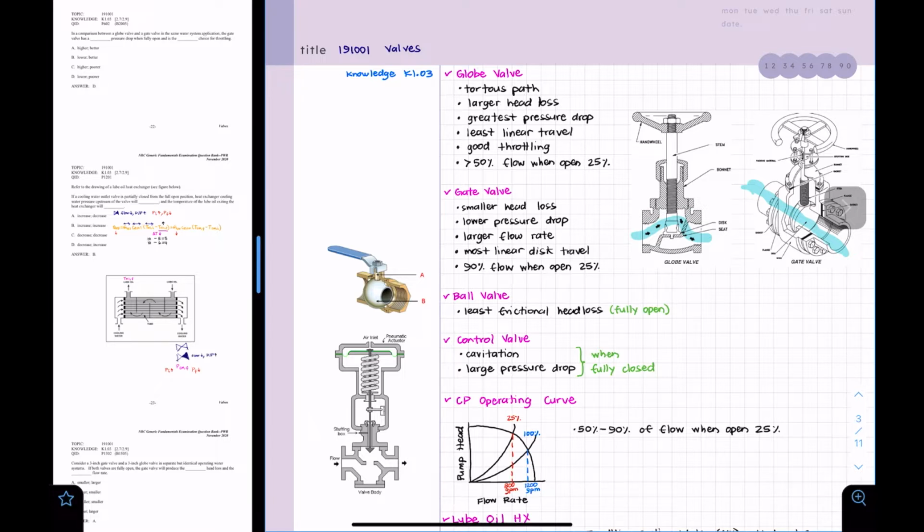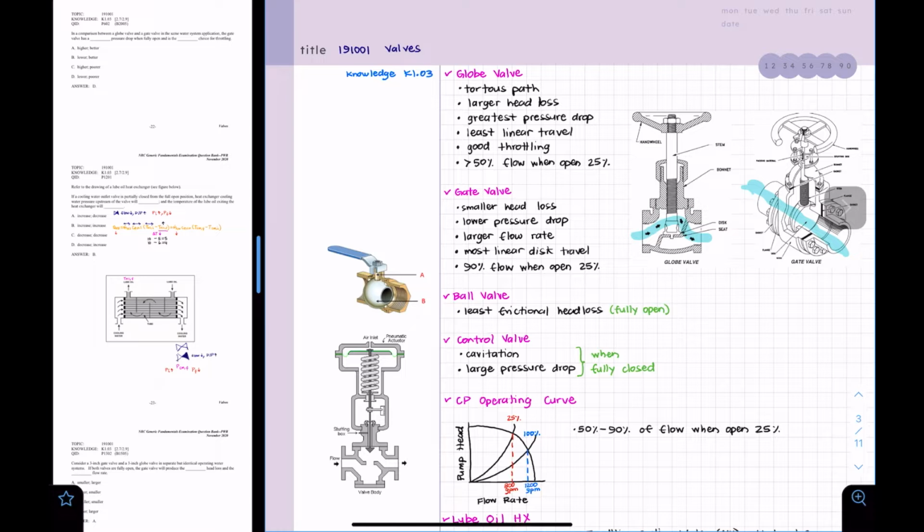Then we have the ball valve, which is basically a shut-off valve that controls the flow of a liquid or a gas by means of a rotary valve. And this rotary valve turns a quarter, like 90 degrees, around its axis. And this way we can block the flow in this valve. One of the characteristics of this valve is that they are very reliable and they have a very long service life. And one of the things that we need to know about this one is that when this valve is fully open, it's going to have the least frictional head loss.